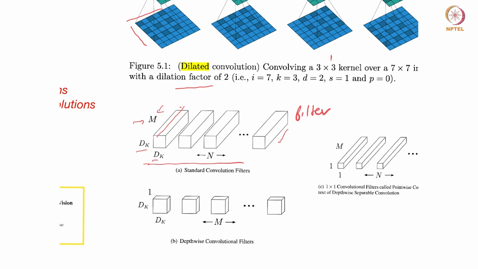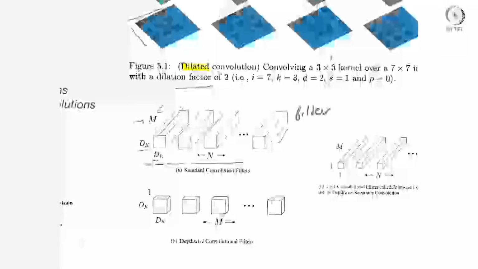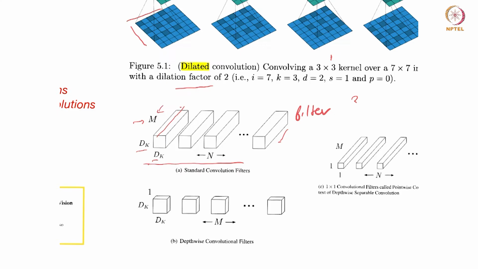To give you an example, an RGB image has 3 channels. So when you say you have a 3 cross 3 filter on an RGB image, you actually mean a 3 cross 3 cross 3 filter. Let's say you define m such filters, then you will have m feature maps on your output. In the subsequent layer, when you operate on those feature maps, if your dk is 3, then your actual filter size is 3 cross 3 cross m.